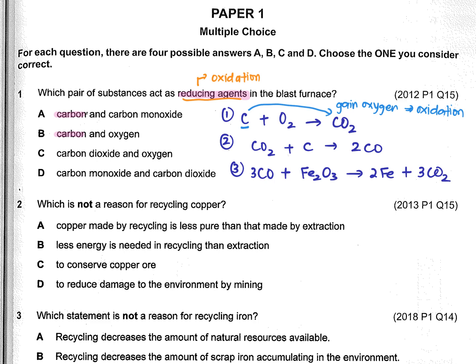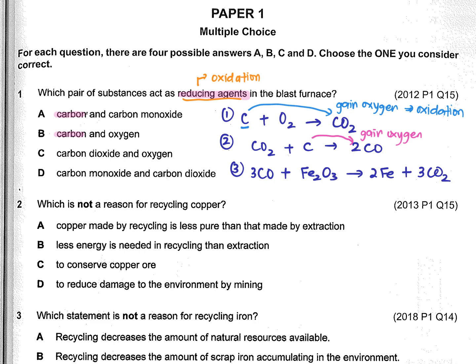Now for the second equation, you realize that your carbon dioxide forms your carbon monoxide. So when carbon dioxide forms your carbon monoxide, there's actually a loss of oxygen. However, if you look at this carbon itself, this carbon actually gains oxygen to form your carbon monoxide. So again, you have a gain of oxygen in this case, where we classify the reaction as oxidation. So really pick out the carbon as one of the reducing agents in the reaction. Okay, what about the third one?